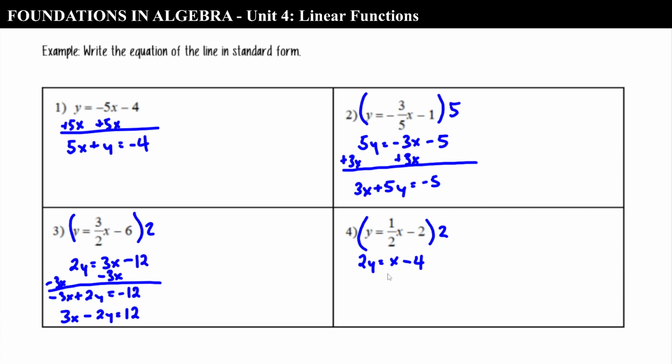Okay, so now back to example 4, we subtract x from each side. And we have negative x plus 2y equals negative 4. And then we need to change the sign of everything because we cannot lead with a negative. So we have x minus 2y equals 4.